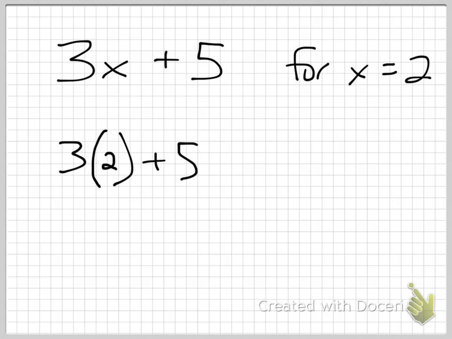Plus 5. What is 3 times 2 plus 5? 3 times 2 is 6. 6 plus 5 is 11. The answer is 11. Does that make sense? Okay, you guys try one. Try and do one of these.